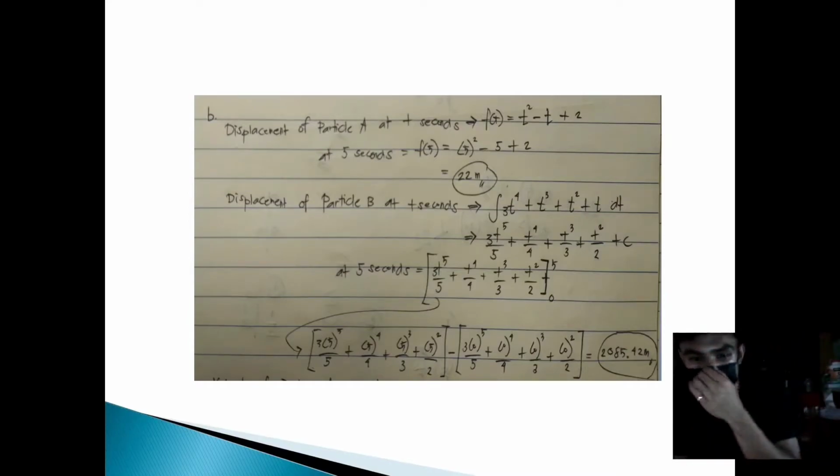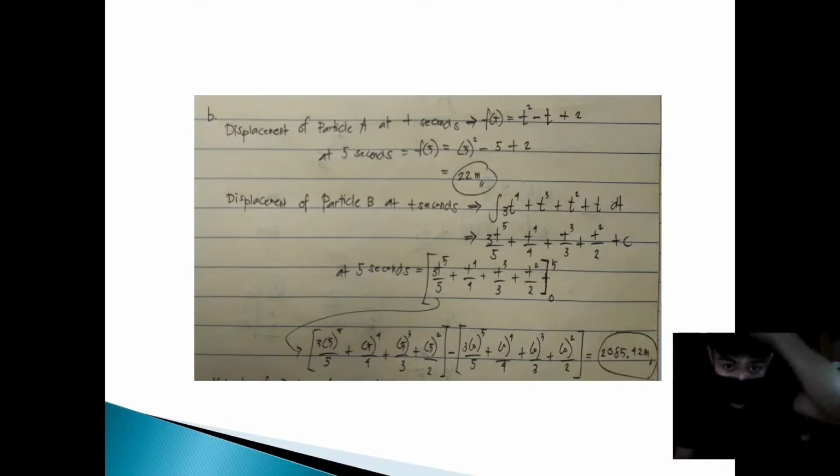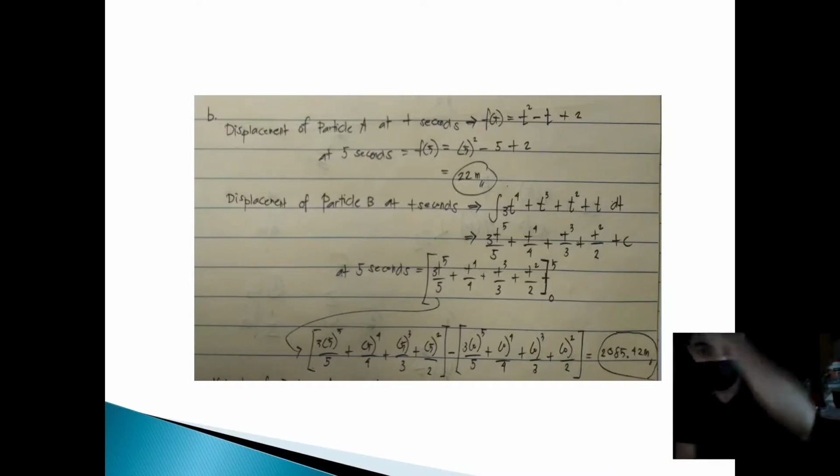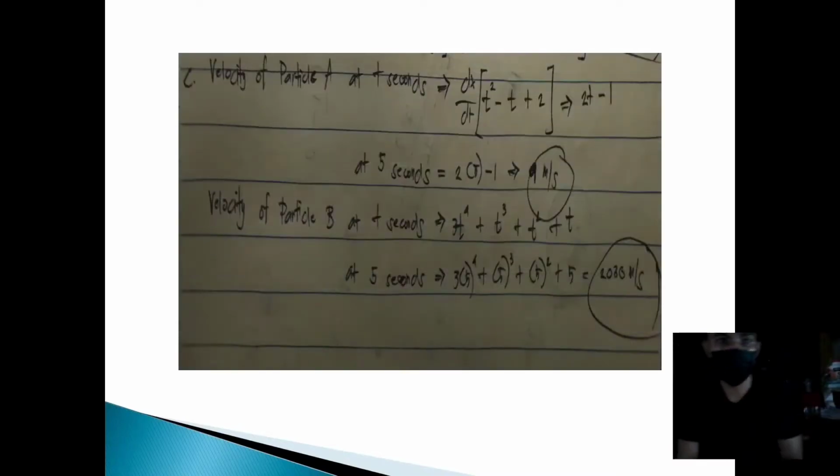I don't know if that made sense, but that is the process to find the definite integral of an equation. So that's 2085, that's actually 0.41666. I just estimated that, so that's 2085.42 meters. So for letter C, it is asking for the velocity.